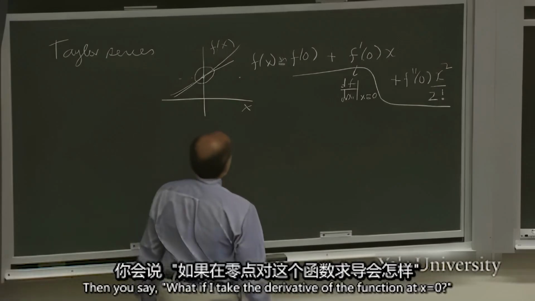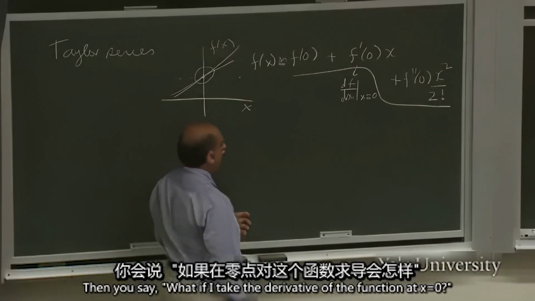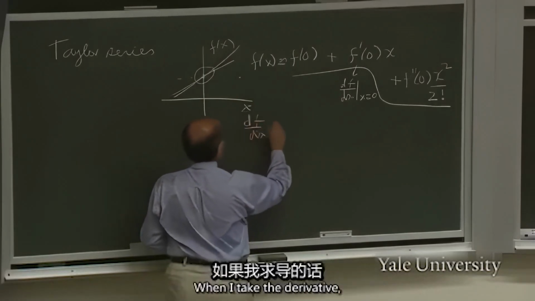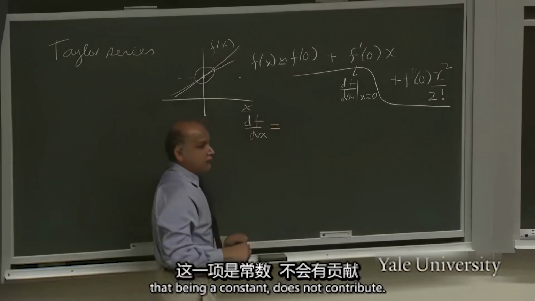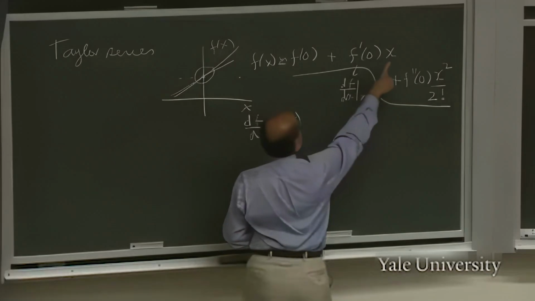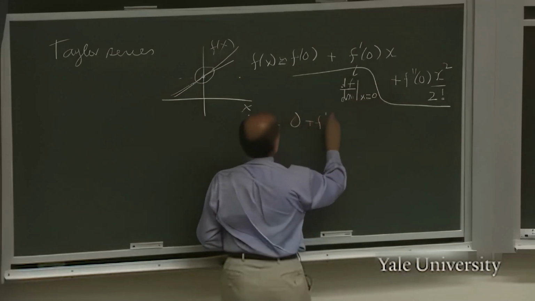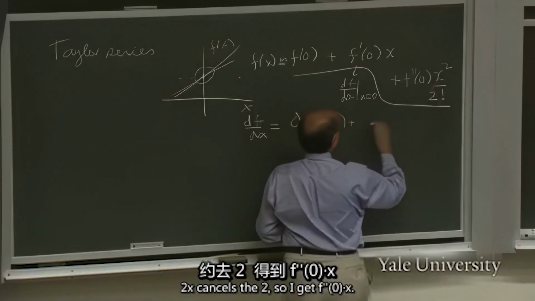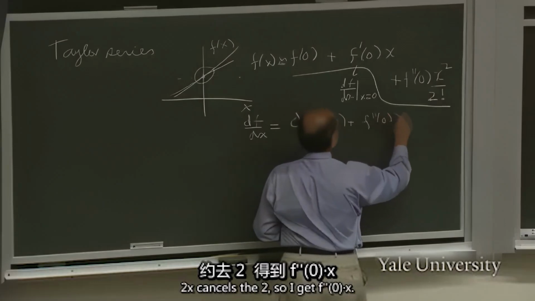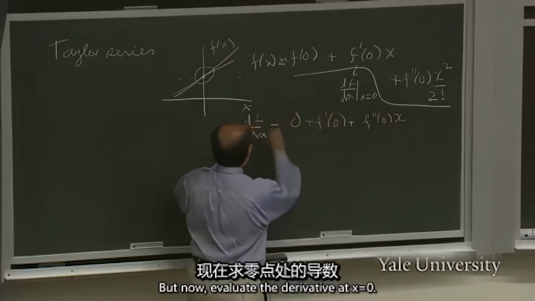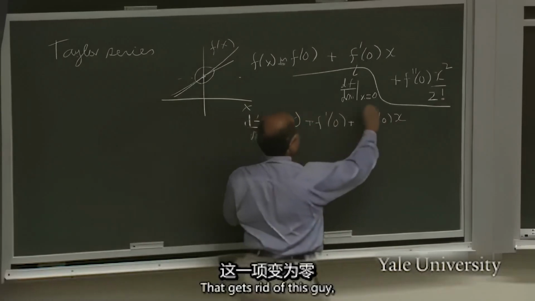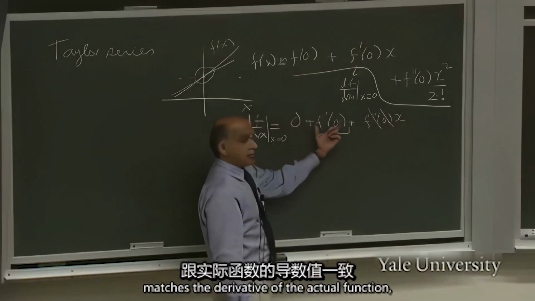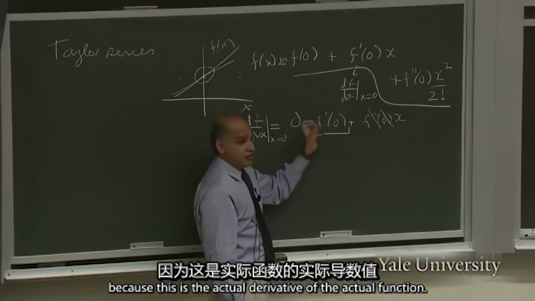Then you say, what if I take the derivative of the function at x equal to 0? Let's take the derivative of this trial function or the approximate function on both sides. When I take the derivative, that being a constant does not contribute. The derivative of x is 1. In the next one, the derivative of x squared is 2x. 2x cancels the 2, so I get f double prime of 0 times x. But now evaluate the derivative at x equal to 0, then that gets rid of this guy, and the derivative of my test function matches the derivative of the actual function, because this is the actual derivative of the actual function.